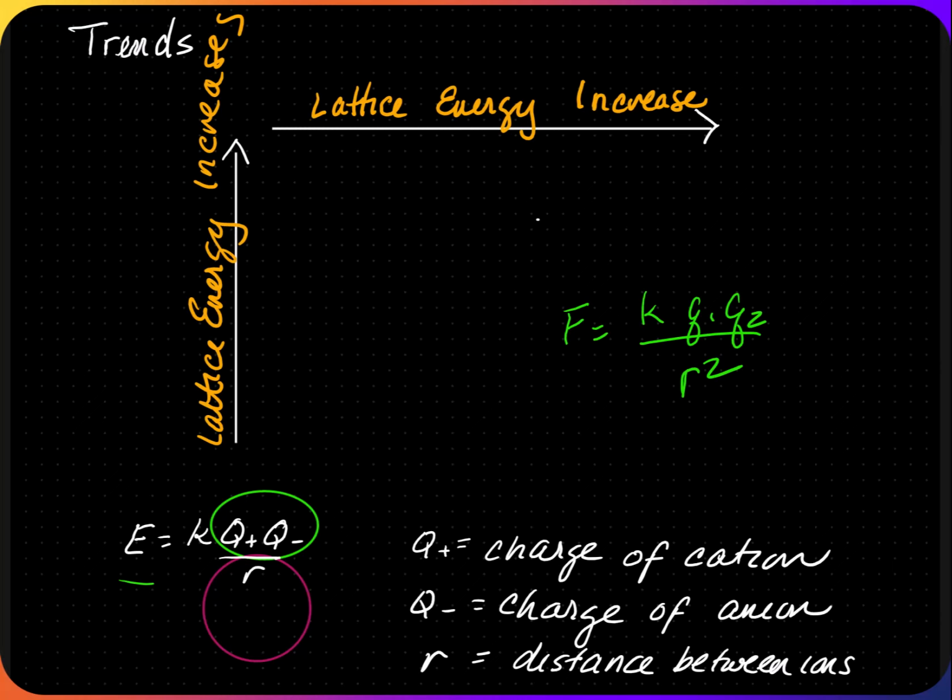So if I go back to the trends, as I go across from left to right on the periodic table, the radius gets smaller. As the lattice energy goes up the periodic table, the atomic radius decreases again. Energy and radius are inversely related.